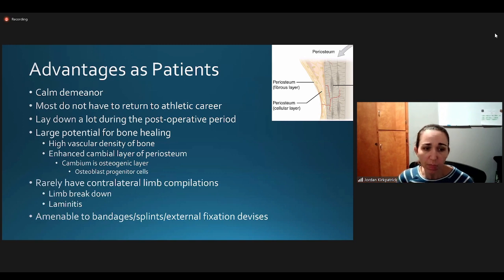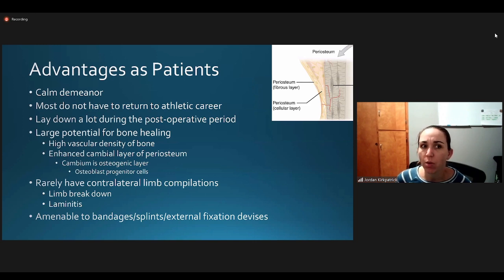They also rarely have contralateral limb complications. Sometimes for horses, it's not the fractured limb that fails, it's that they get laminitis or limb breakdown in the other leg that's supporting their weight, again, because they tend to stand versus lay down. So we don't see laminitis or limb breakdown in the other limbs in ruminants nearly as much as we would see in horses.